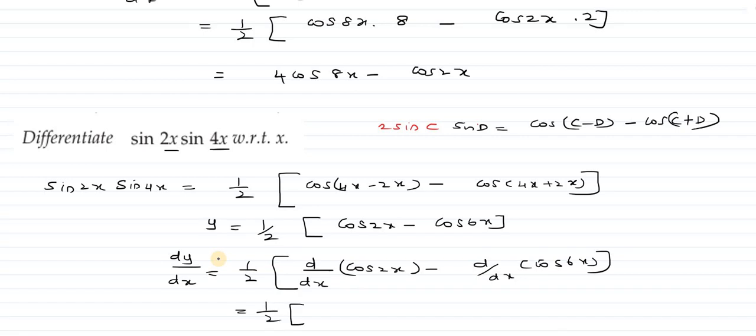So 1 by 2 [cos 2x, when you differentiate, minus. Whenever we differentiate cos, we will get minus. So minus sine 2x. When I differentiate 2x, I will get 2. Then here, don't close the bracket. Here another thing is there. So minus, again cos 6x, when I differentiate, you will get minus sine 6x. And on differentiating 6x, I will get 6. So now you can close the bracket.